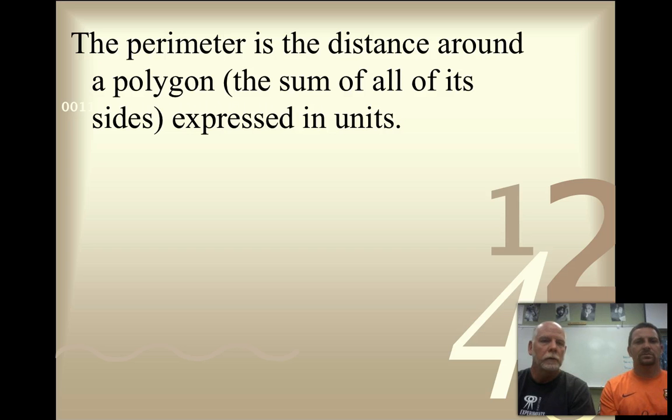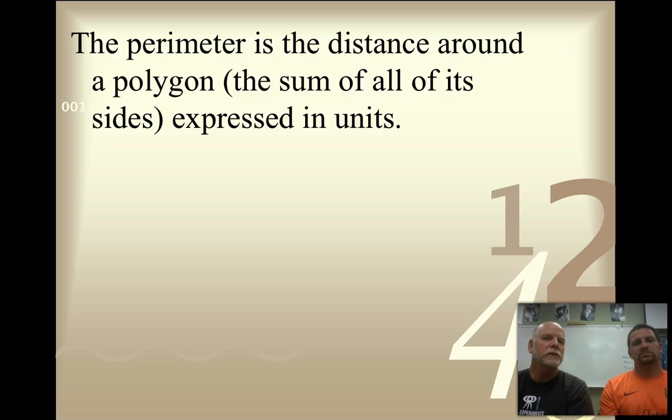So the perimeter is the distance, and you guys have had perimeter for a long time. Perimeter is the distance around a polygon, or around a shape, or a figure. It is the sum of all of its sides. If you knew all the side lengths of a particular polygon and just added them all up, that's called the perimeter. If you're fencing your yard, that's the perimeter. If you're putting a border around a pillow, that's the perimeter. If you're framing a picture, that's the perimeter of that picture.